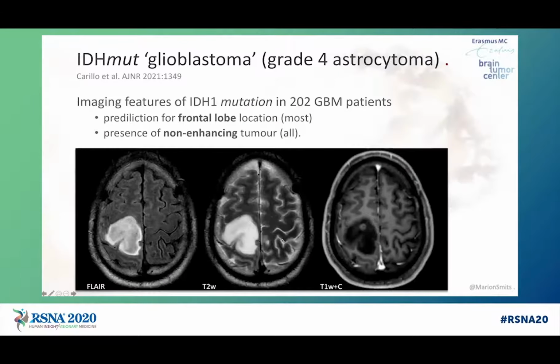So what about the higher grade tumors, the grade 4s, or what we used to call the glioblastomas? Can we distinguish those from the IDH wild-type tumors? So the most striking finding in IDH mutated glioblastoma or grade 4 astrocytoma is the very large non-enhancing portion of the tumor, in this case very nicely illustrated with just a very small enhancing nodule. And this is really a typical IDH mutated high-grade tumor, in this case a grade 4.